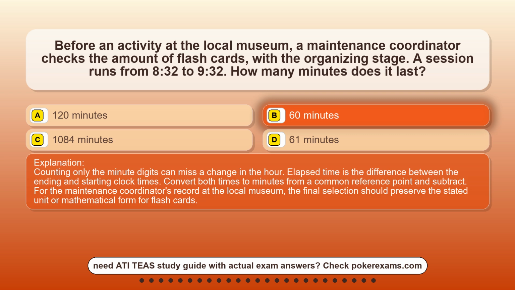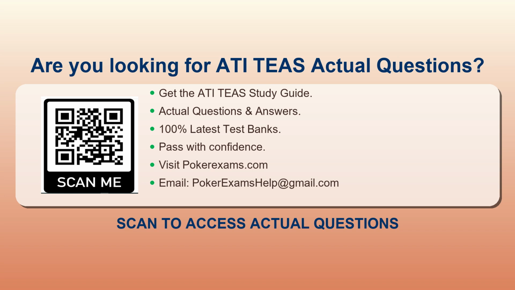Counting only the minute digits can miss a change in the hour. Elapsed time is the difference between the ending and starting clock times. Convert both times to minutes from a common reference point and subtract. For the maintenance coordinator's record at the local museum, the final selection should preserve the stated unit or mathematical form for flashcards.